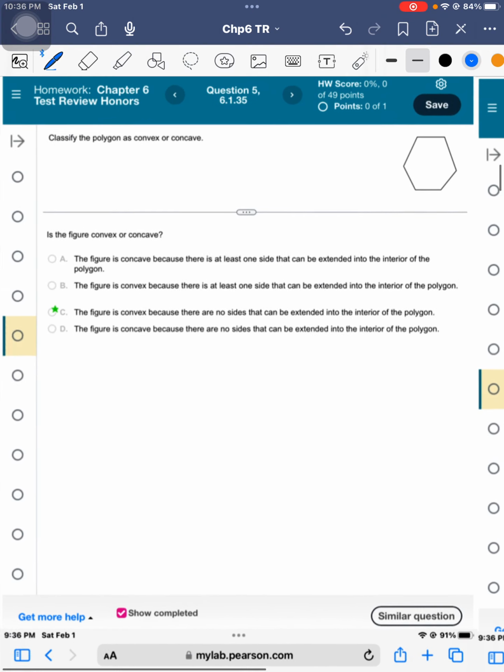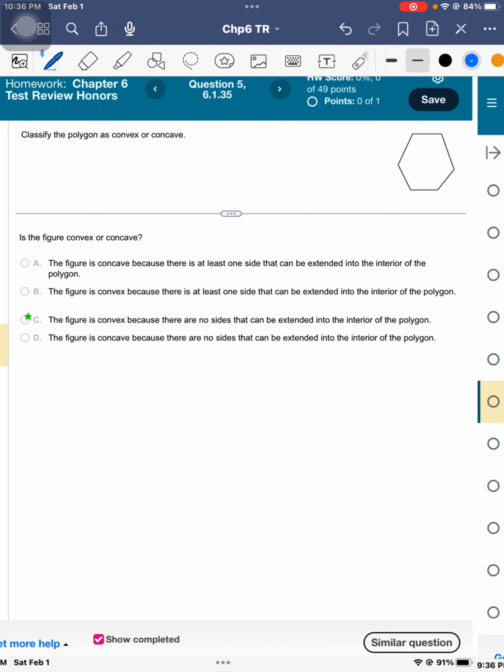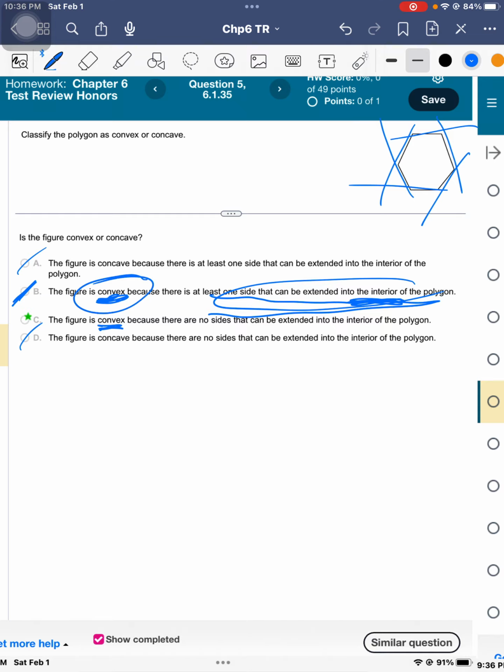Let's go to the next one. Classify the polygon as concave or convex. All right. If we do this, nothing passed through the interior, so we know it's convex. So we know it's not this, we know it's not this. So now we just narrowed it down to these two. So the figure is convex because there is at least one side that can be extended into the interior. No, that's actually the opposite. This is the definition for concave. So this and this contradict each other. So this answer is not right. So the only one is C.